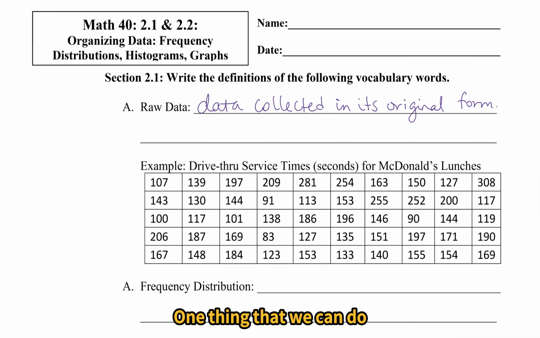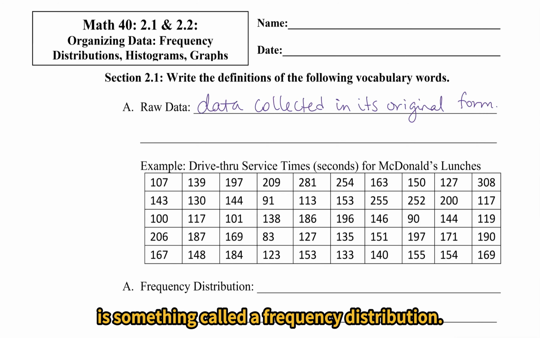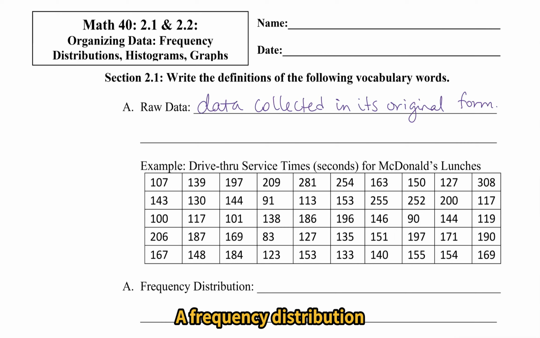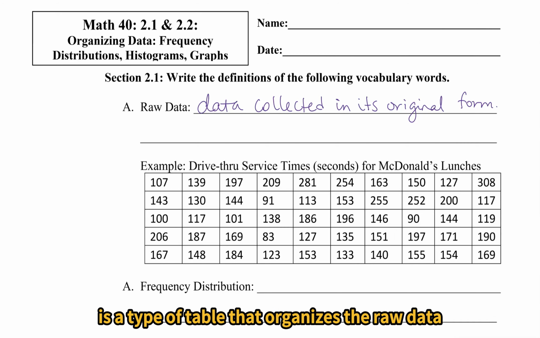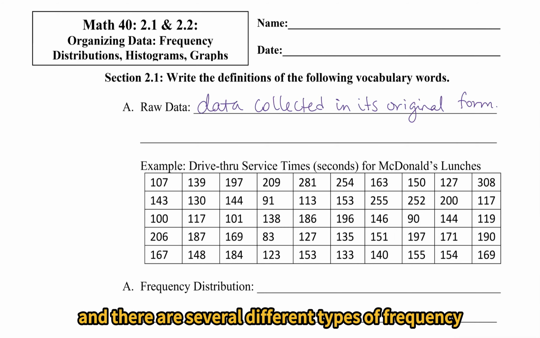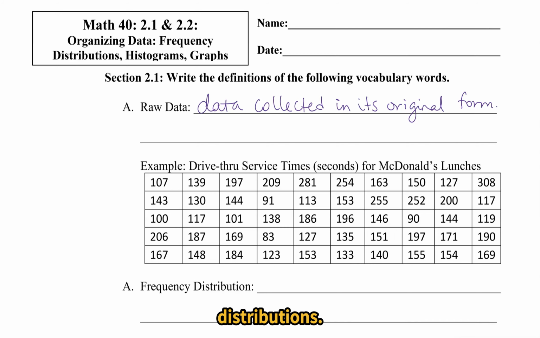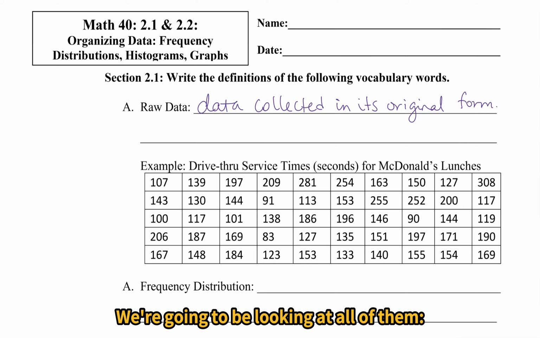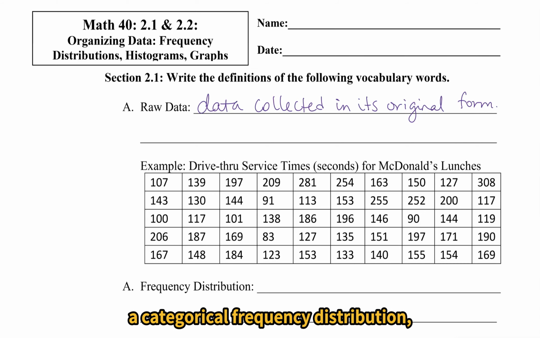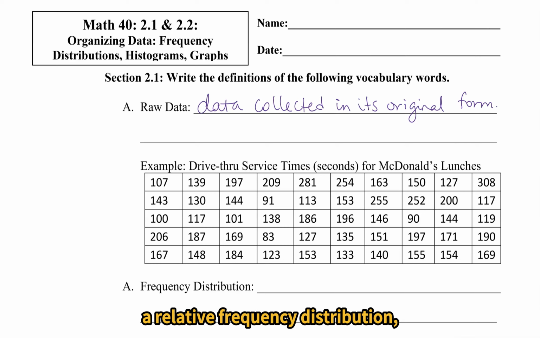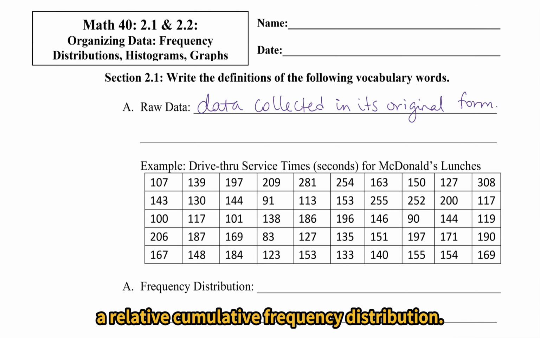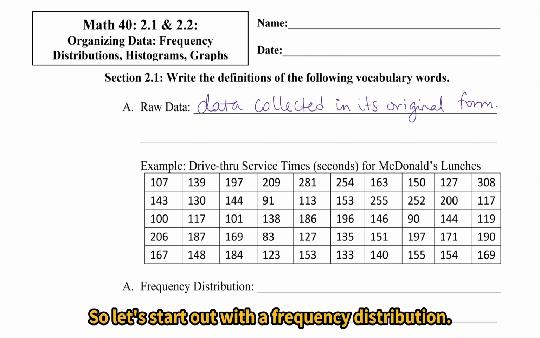What do we do? One thing that we can do is something called a frequency distribution. A frequency distribution is a type of table that organizes the raw data. And there are several different types of frequency distributions. We're going to be looking at all of them. A categorical frequency distribution, a grouped frequency distribution, a relative frequency distribution, a cumulative frequency distribution, and a relative cumulative frequency distribution.